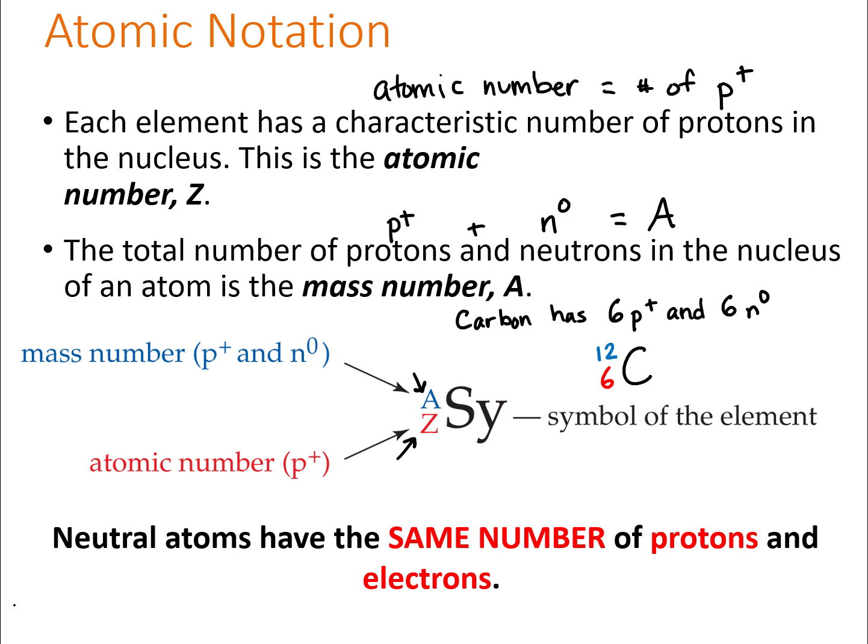Now we haven't addressed electrons yet. In a neutral atom, meaning it doesn't have an overall charge, you're going to have the same number of protons as you do electrons. The number of protons is equal to the number of electrons. Remember that we've got positive charge from the protons, negative charge from the electrons. If you have the same number, then you have equal but opposite charges that cancel out and give you a neutral atom.